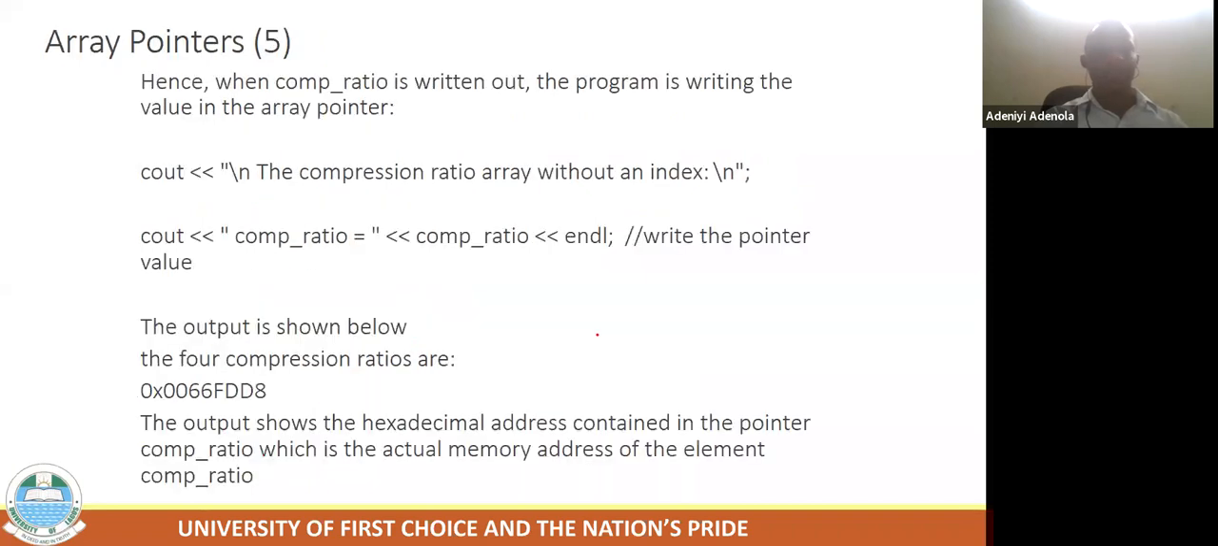So what we're saying is when you just write the array name, the compiler points you to the address of the first guy. So the output shows the hexadecimal address contained in the pointer, which is actually the memory address for the 0th element.